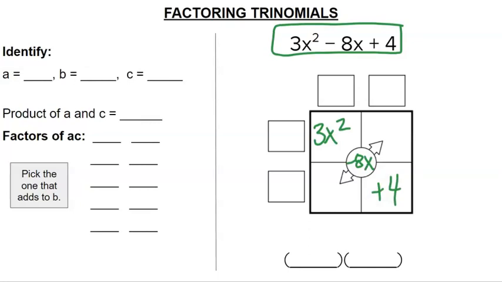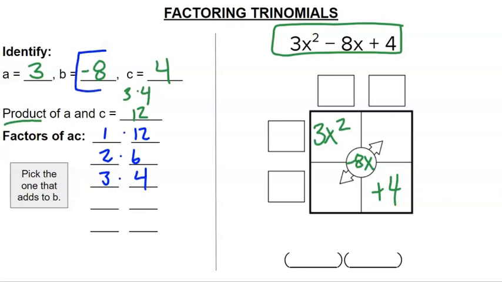And then we're going to take those a, b, and c values. And then we're going to find the product of a and c. We're going to take 3 times 4, multiply that together, 3 times 4, which is 12. Now we're going to list out those factors of 12. 1 times 12, 2 times 6, 3 times 4.